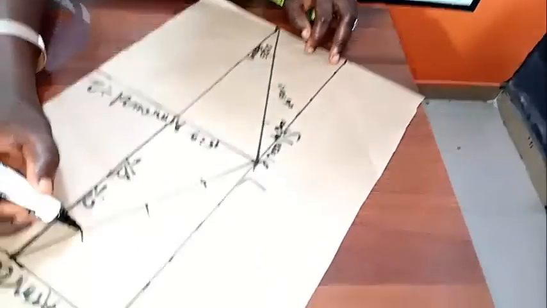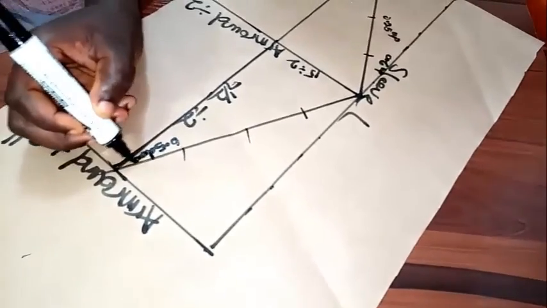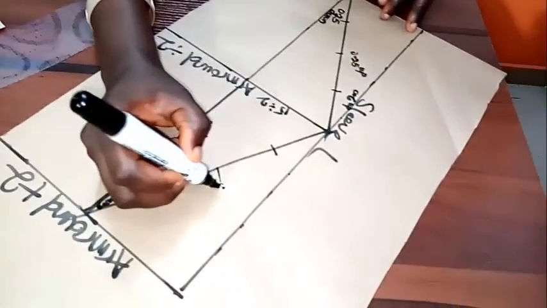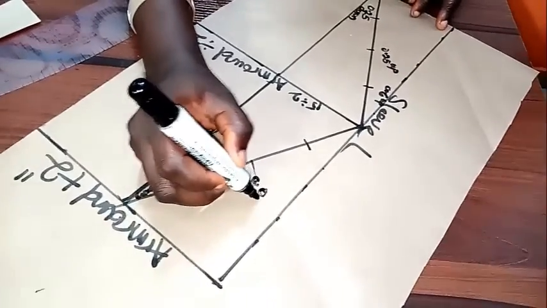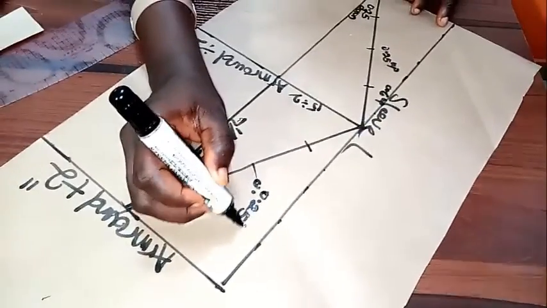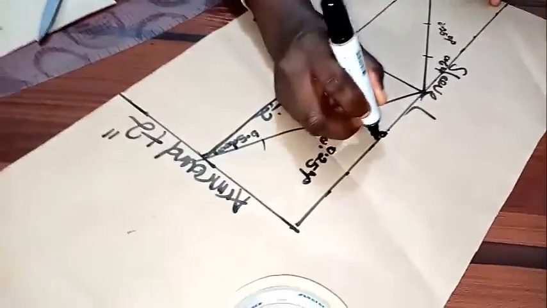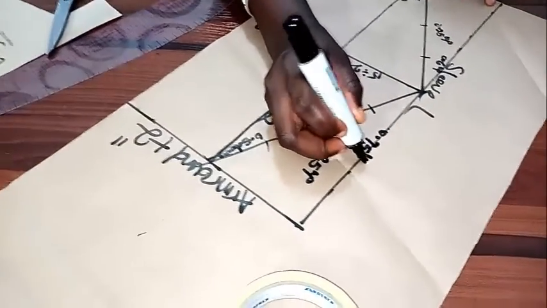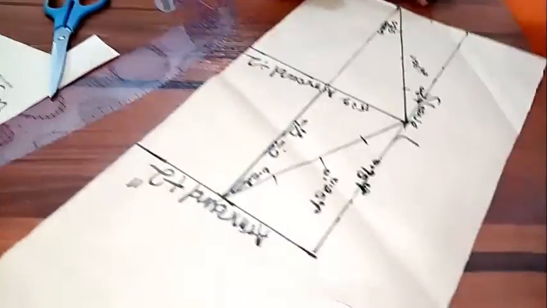So this part, it will be 0.5 down. Here will be 0.25 up. Then this place will be 0.75 up. I hope you get that. So let's start the measurements.